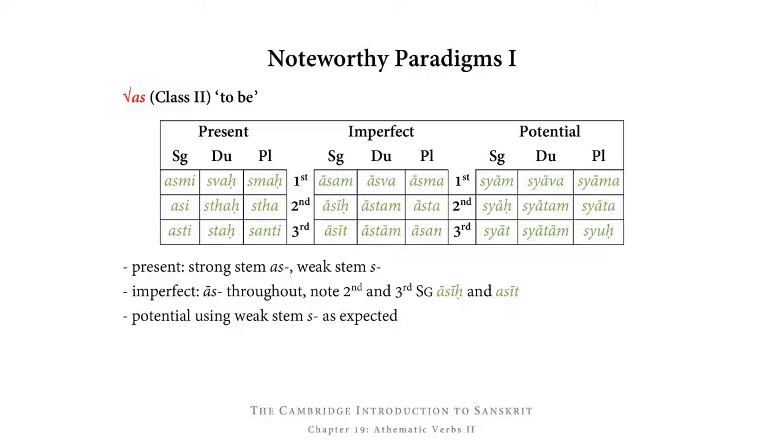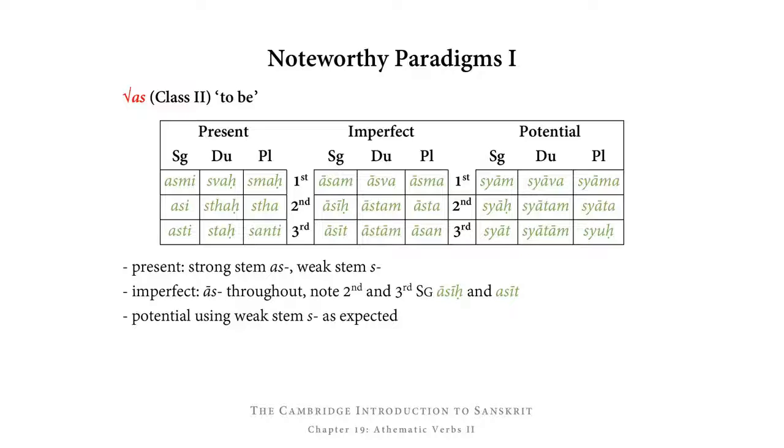In the singular, we thus get the forms asmi, asi, asti. Note that in the second singular, we don't have as-si with the stem as and the ending si, but simply a-si with one s. Then in the dual and plural, we have simply the stem s followed by our endings, and therefore we get svach, stach, stach, smach, stha, santi.